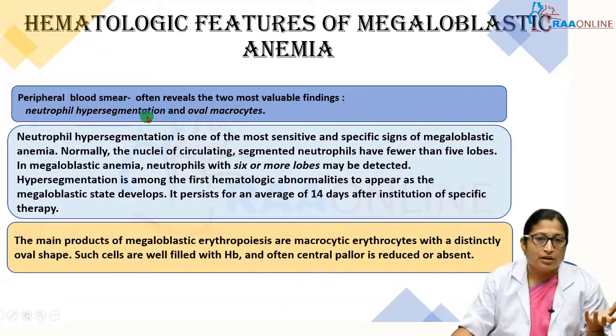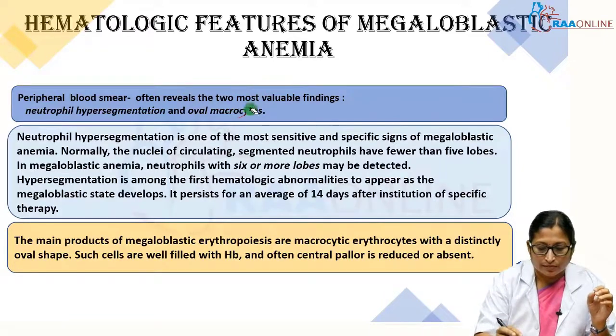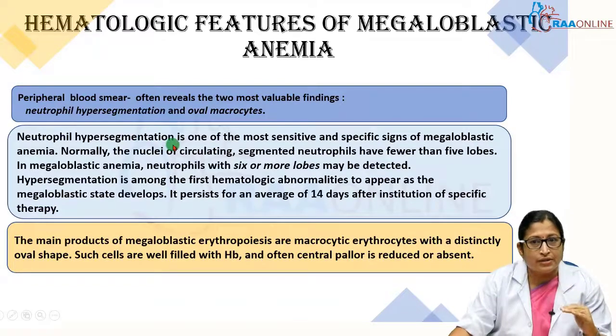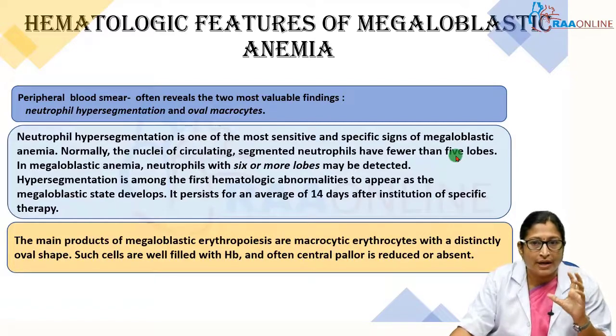Now what are the hematological features of megaloblastic anemia? In the peripheral smear, the two valuable findings you see are neutrophil hypersegmentation and oval macrocytes. What is this neutrophil hypersegmentation? This is one of the most sensitive and very specific, in fact early, signs of megaloblastic anemia. Normally the segmented neutrophils usually have about 5 lobes. In megaloblastic anemia, 6 or more lobes may be detected. These neutrophils are called hypersegmented neutrophils, and they are the first hematological abnormality to appear once a megaloblastic state develops. In fact, it persists even after institution of therapy, for even 14 days after specific therapy.